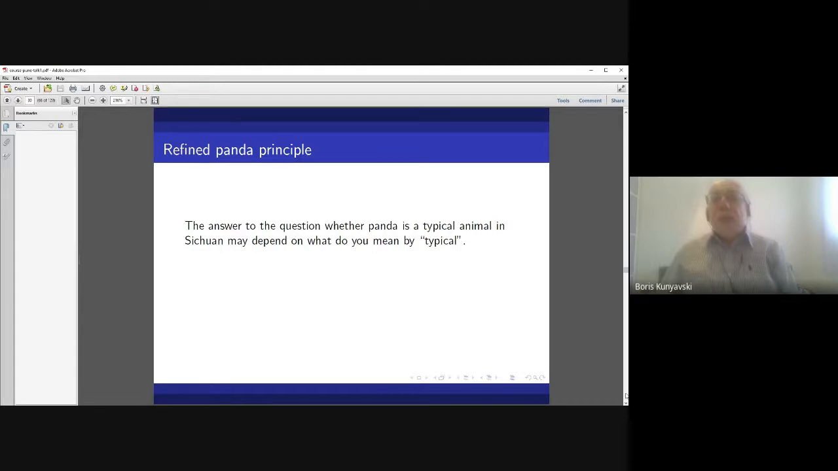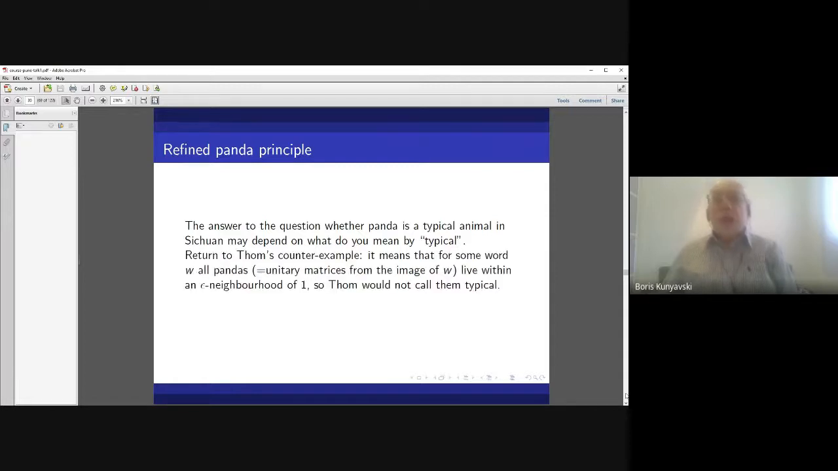The answer to the question of whether a panda is a typical animal may depend on what you mean by typical. What do I mean mathematically? I want to return to Tom's counterexample. It means that for some word W, all our pandas, so all unitary matrices from the image of W, live within a small neighborhood of the unit matrices. So if you ask Tom whether these pandas are typical, he would not call them typical. They live within a very small neighborhood, right?